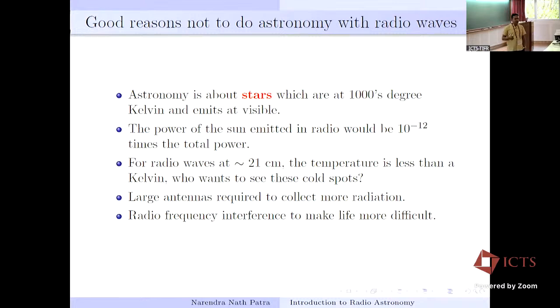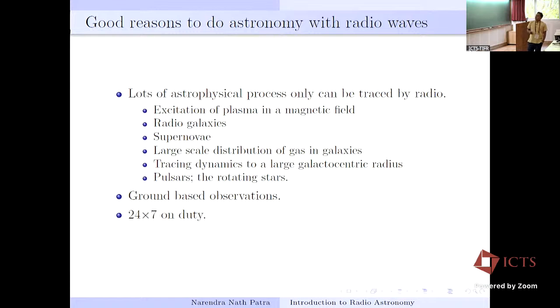Of course, in optical also there is this nuisance, optical pollution, but radio frequency interference is actually more severe. So there are a lot of challenges in doing radio astronomy, but there are brighter parts also, like a lot of astrophysical processes that are only visible in radio. So you will not see those emissions coming from these objects in optical. I will give you some examples: excitation of plasma in magnetic fields, radio galaxies, supernovae, and a lot of astrophysical processes which give you emission in radio wavelengths.